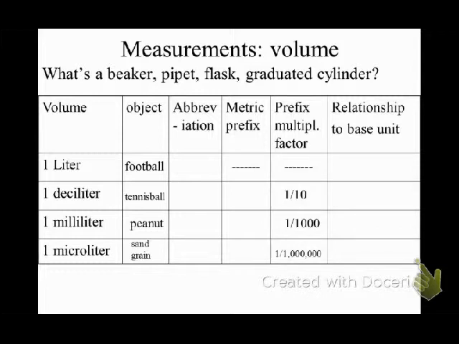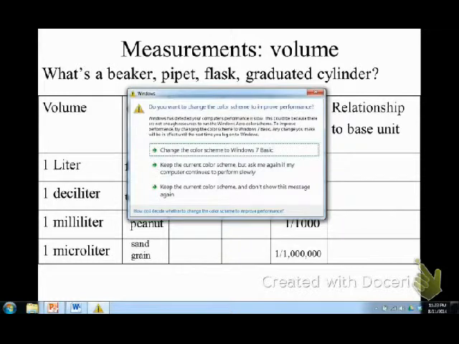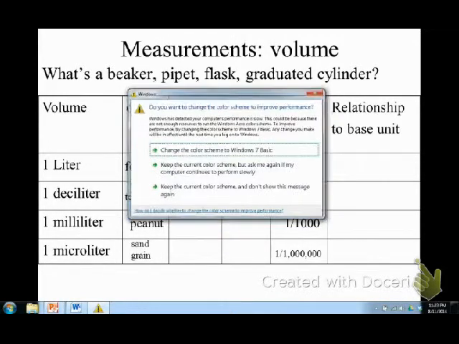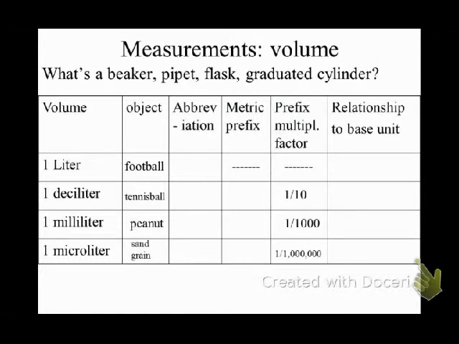I have just added a new one. We see a lot of volume that is deci, which means 1/10. There are abbreviations associated with these. Notice that in the abbreviations, the liter part is designated by a capital L.